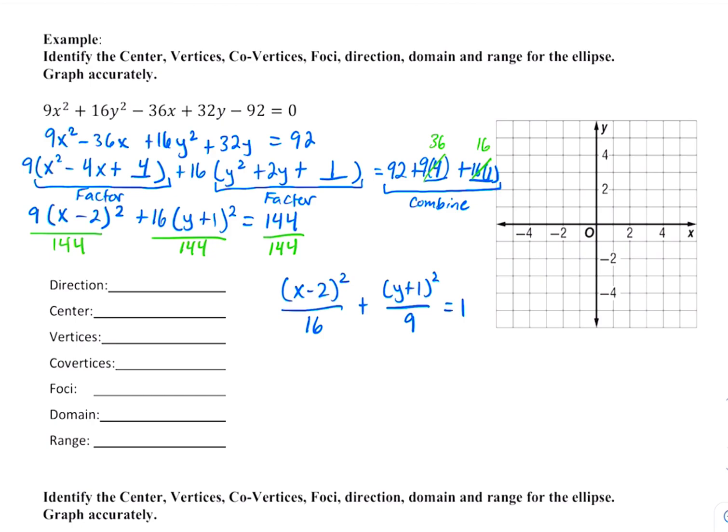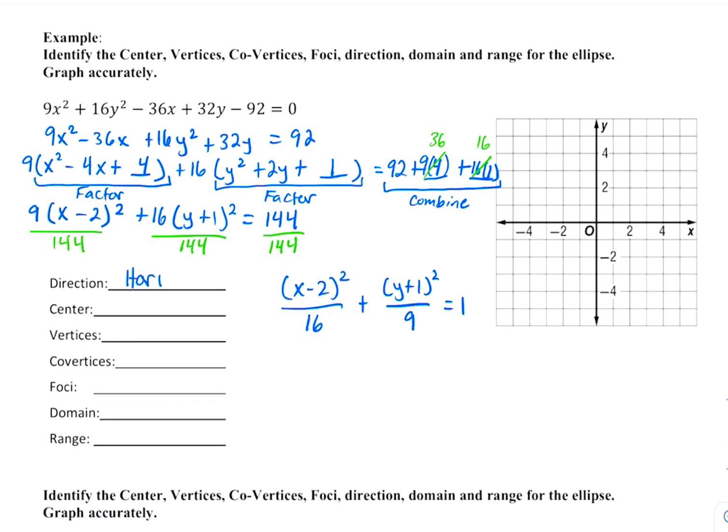And then from that, we should be able to determine all of this information. So 16 is bigger than 9 underneath my x term, so that means that this is going to be horizontal. Okay. The center will be 2, -1.